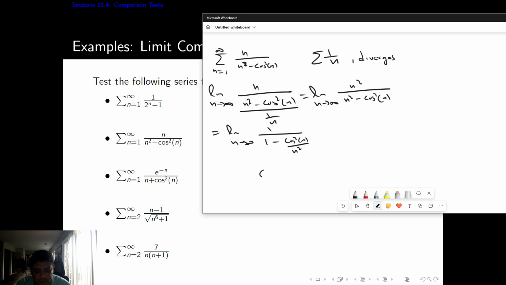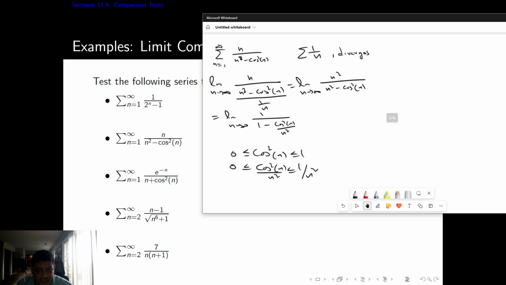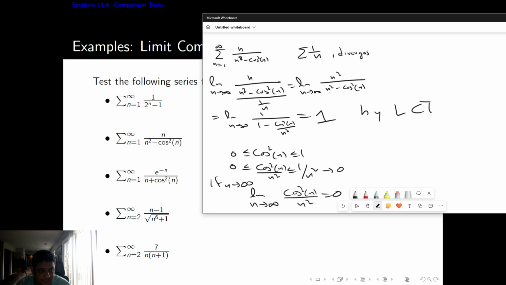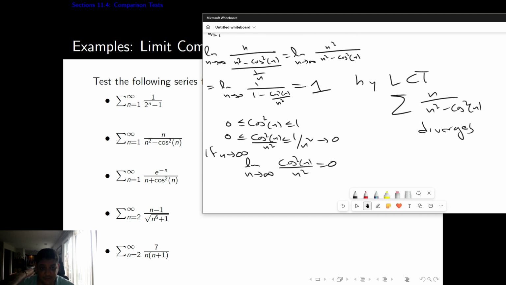What happens is that cosine squared is bounded between 0 and 1, so we can divide by n squared. We have that cosine squared of n over n squared is bounded between 0 and 1 over n squared. When n goes to infinity, the extremes both go to 0, so the limit of cosine squared of n over n squared is 0. And if that goes to 0, this means that this limit goes to 1. Because it goes to 1 and the series below diverges, the series is divergent. So by the limit comparison theorem, the series of n over n squared minus cosine squared of n diverges. We have to write all this to showcase our argument. Now let's go to the next one.